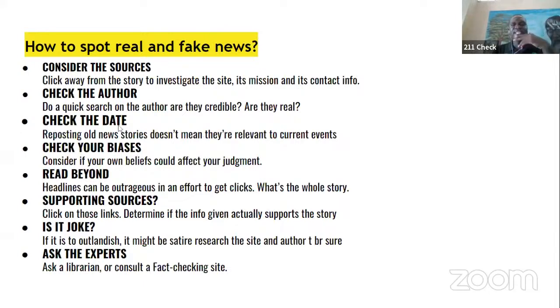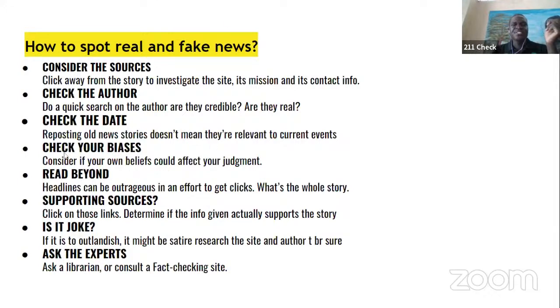And then you also check the date, because reposting old news stories doesn't mean they are relevant to current events. You can check whether the story is not old, which year was it published? Because sometimes people share old stories and then people tend to believe them.